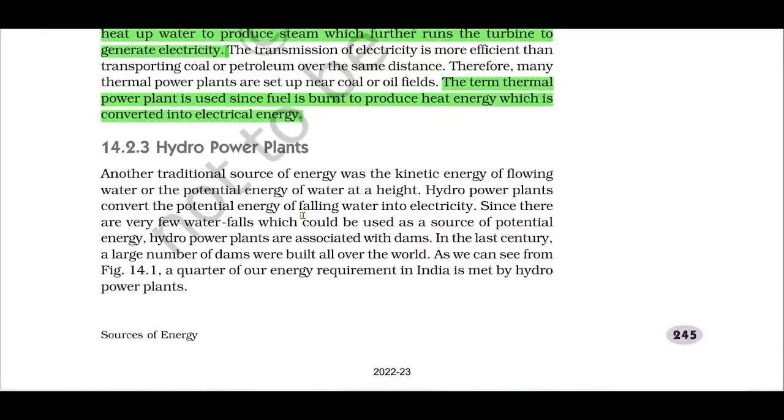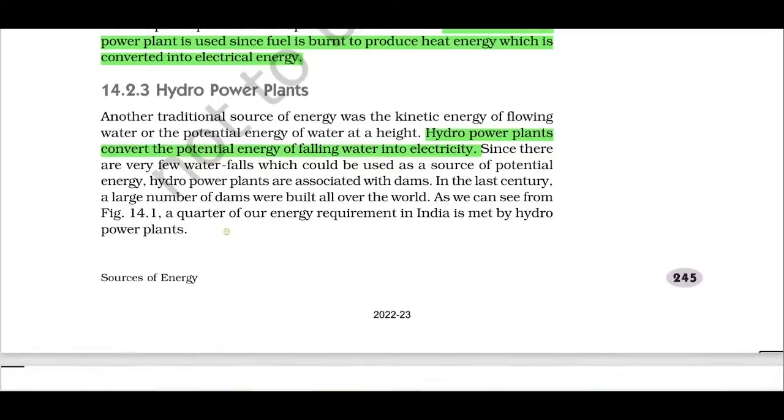Next, hydro power plant. The hydro power plants convert the potential energy of falling water into electricity. When the water moves from higher level to lower level, it is used to run the turbine, right? Because of this, when the turbine runs, the mechanical energy will be converted into electrical energy. So it is very important to know that a quarter of our energy requirement in India is met by hydro power plants.